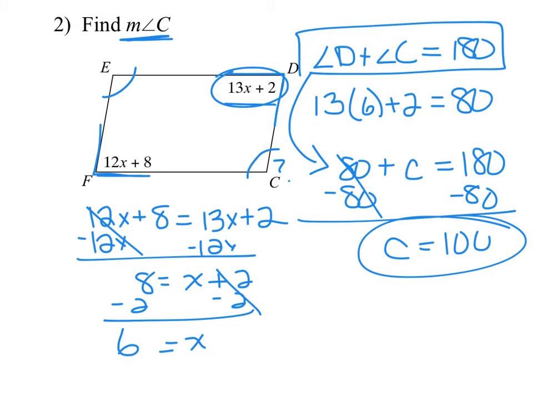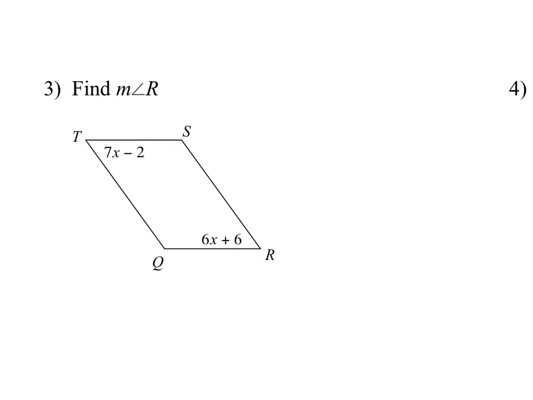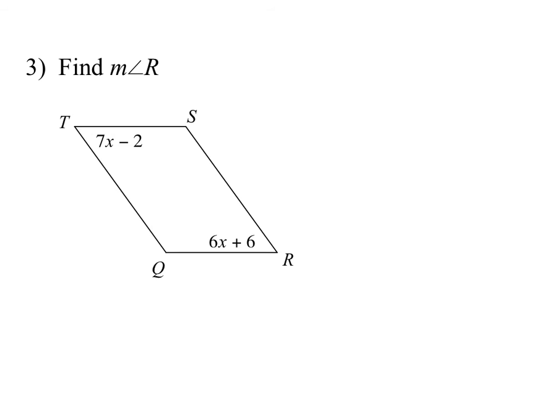Okay, you can write it there, you can write it here, it doesn't really matter, considering it's all on the computer now anyway. Okay, so for this one, same deal here. They're opposite, so we know these guys are going to be equal. 7x minus 2 equals 6x plus 6. And we're going to solve. In the end, we're going to find r, which is 6x minus 6. So that's the easiest one we could get.